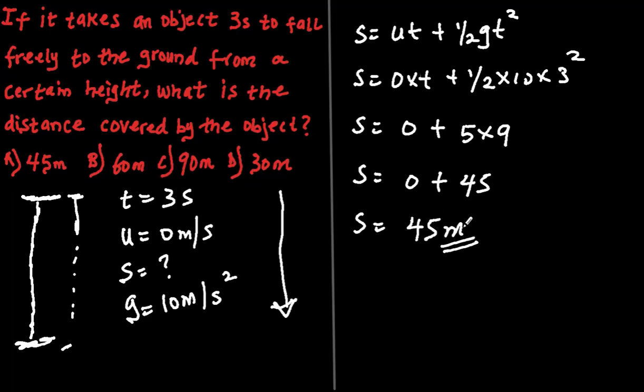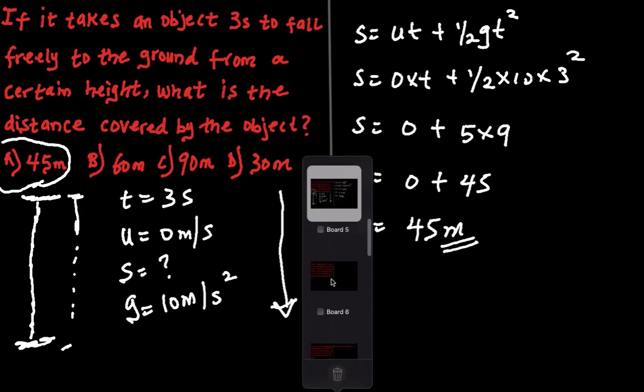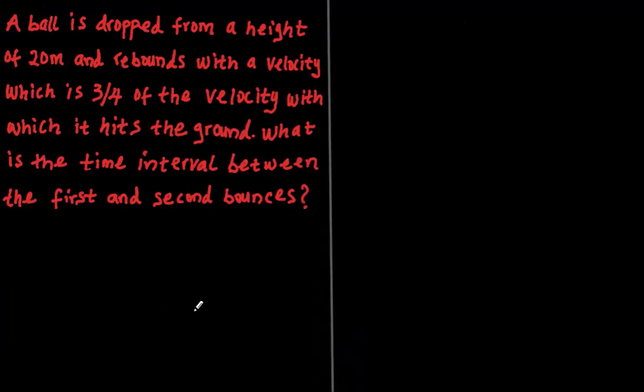So the distance covered is 45 meters, and the height from which it falls is 45 meters. So it's going to make choice A the correct choice. I hope that makes sense to you. So let's go to another question because we have so many to do. So here is the next question.